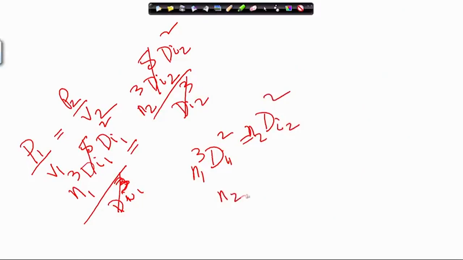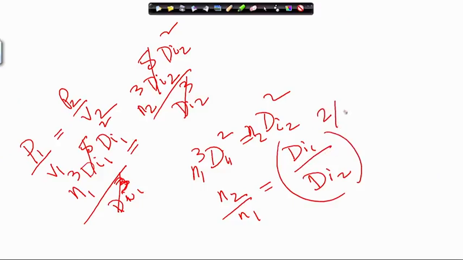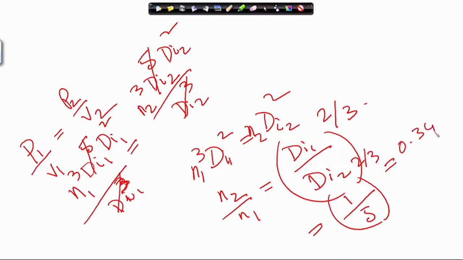So I can write N2 by N1 equal to DI1 by DI2 to the power 2/3. Am I right? We can write it like this. What is the DI1 value? 1. What is the DI2 value? 5. So with the power 2/3, it will come to about 0.34. What does it indicate? If the rotational speed in the small scale is 1, then N2 in the bigger scale is coming 0.34. Am I right?